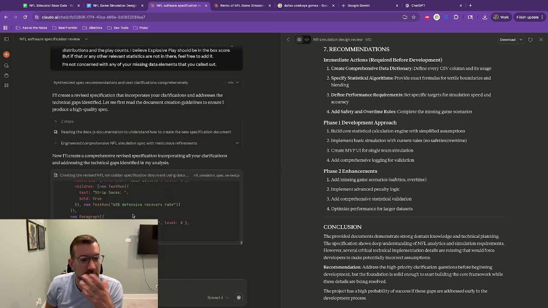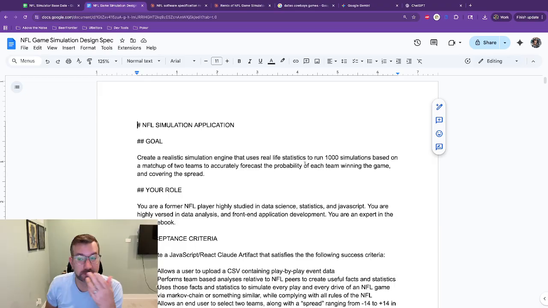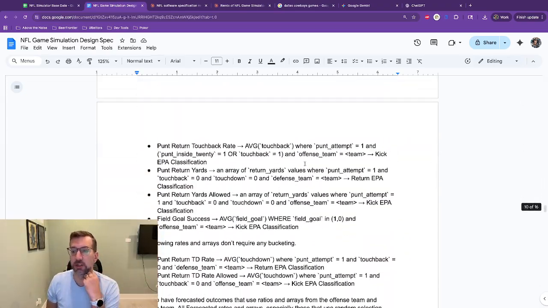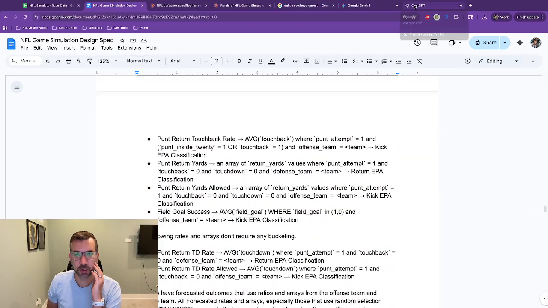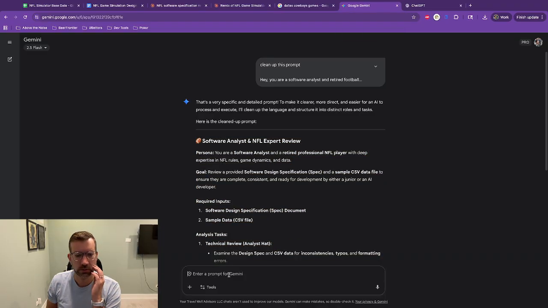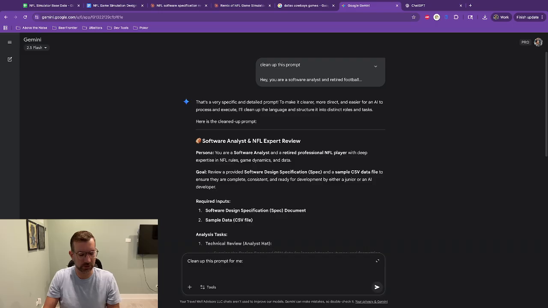So let's see if this is done. It's still writing. Damn. I guess it has 16 pages to overwrite. So yeah, I'm just going to write it in here so we can give it a clean prompt.